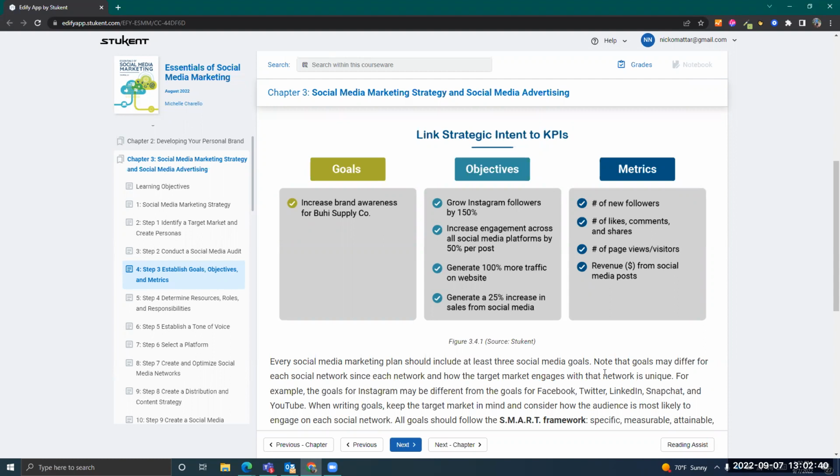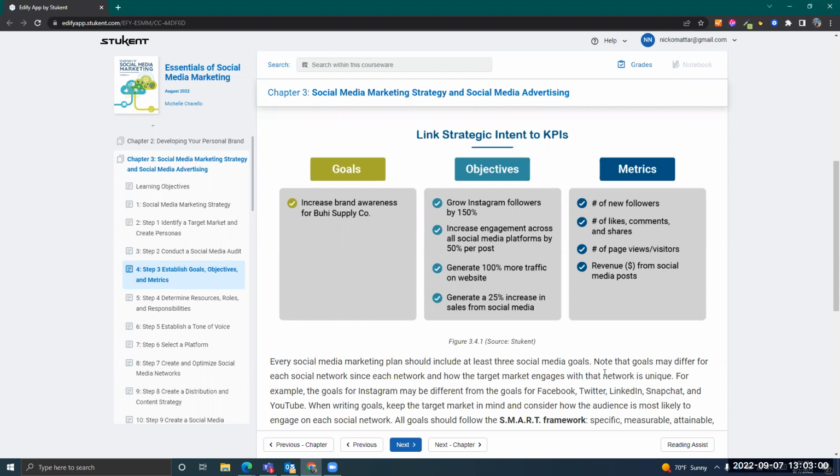This is a pretty basic goals, objectives, metrics doc image. If you want to just steal this, I guess you can. But brand awareness is the number one reason that brands use social media.